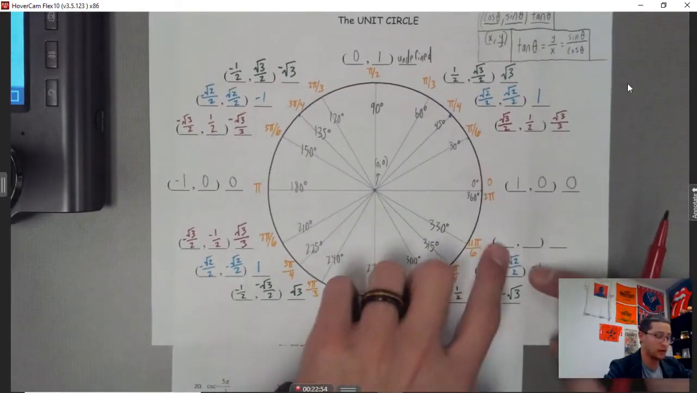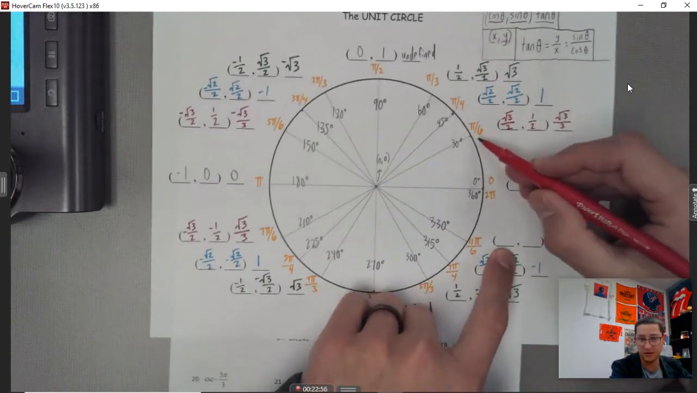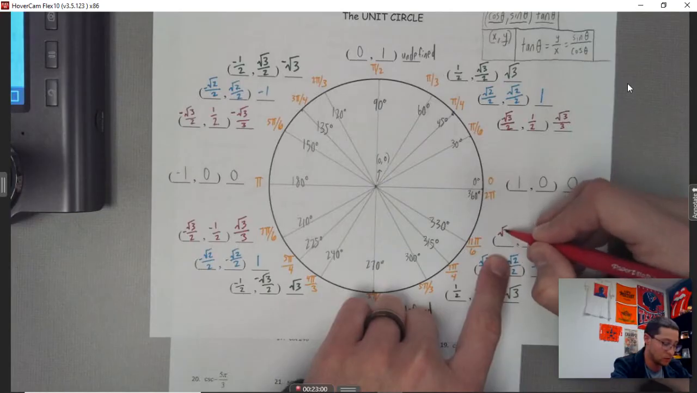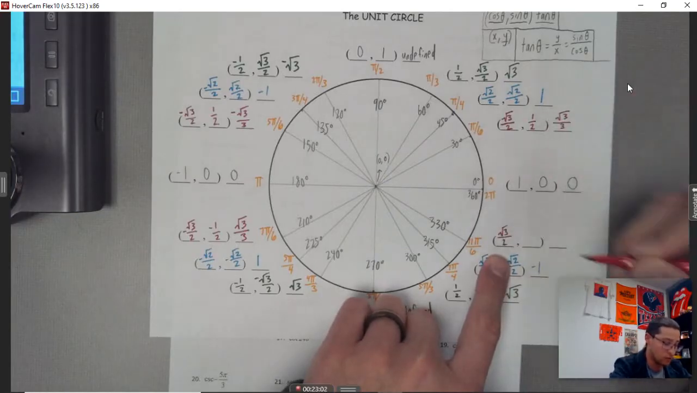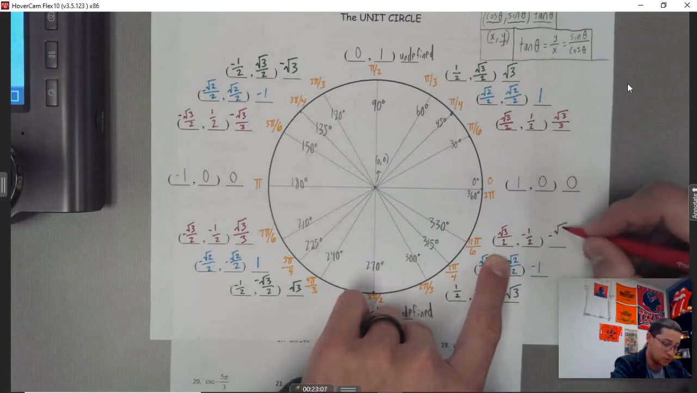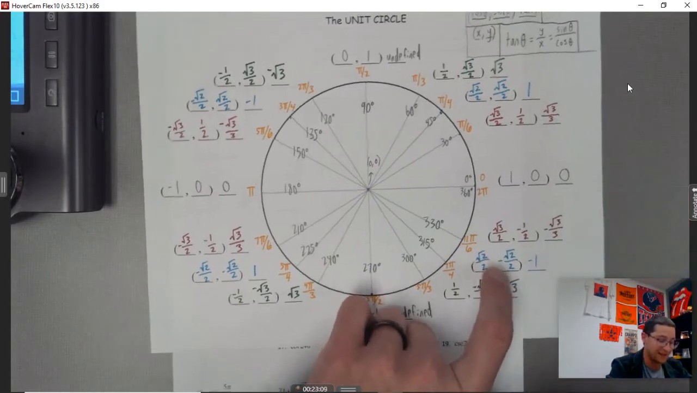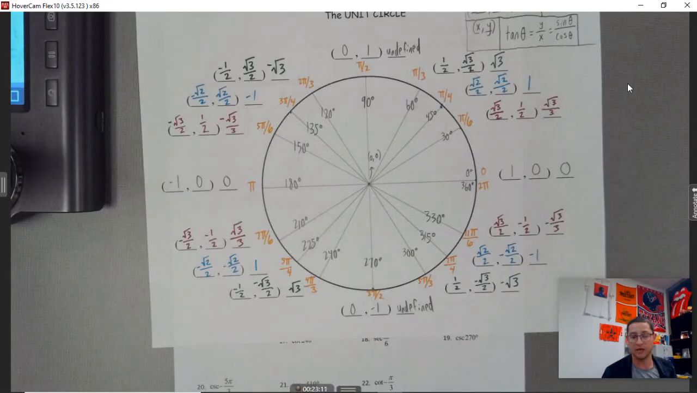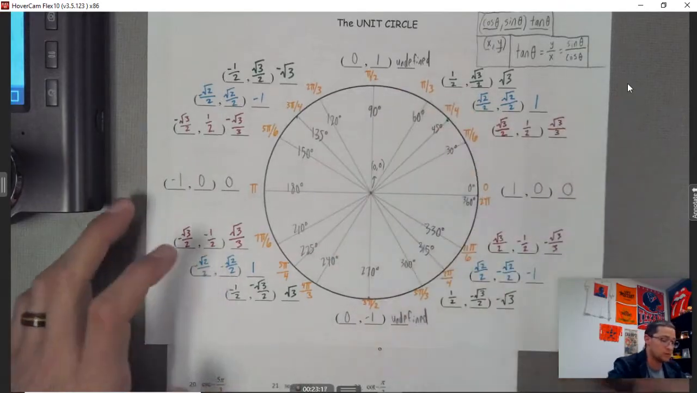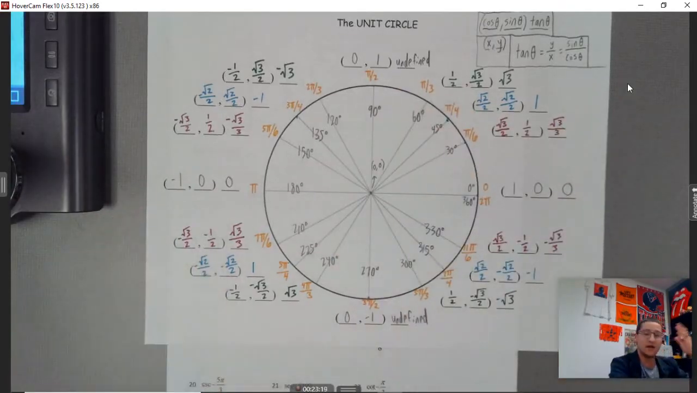Here we go. And I'm going to compare it to this one. Your x is the same sign, so it's the square root of 3 over 2, but negative 1/2. Then you end up with negative square root of 3. And that is the unit circle. Okay? And again, what this represents is your x and y coordinates at each of these angles. Okay? It's a lot. Okay?